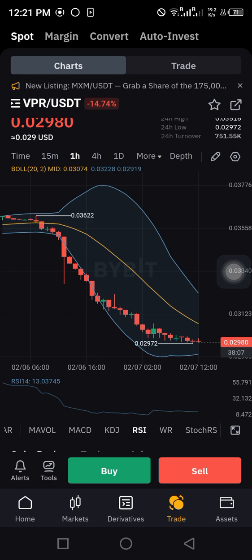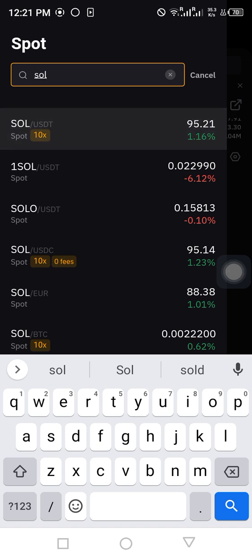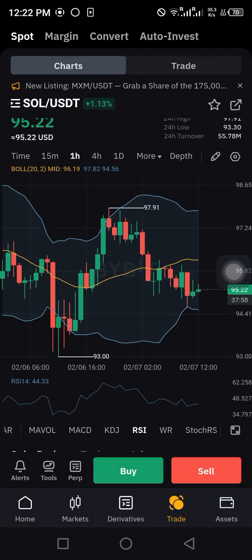Let us check Solana. You can see that Solana is also just beginning to buy. It's beginning to move, though its RSI is on 44. So if you choose to place a buy trade on Solana, you can place it on a limit buy, or you can choose to buy it at the same amount. But peradventure the price drops further to 94, you still buy more and keep adding till the price begins to move, then you make profit.